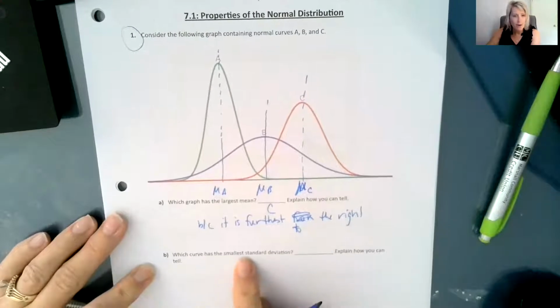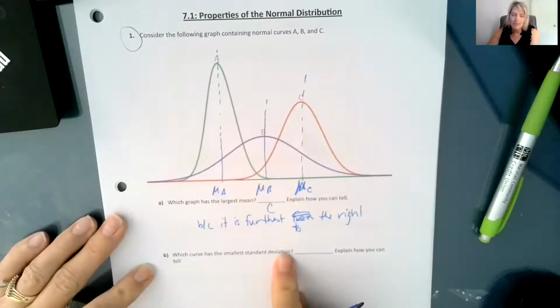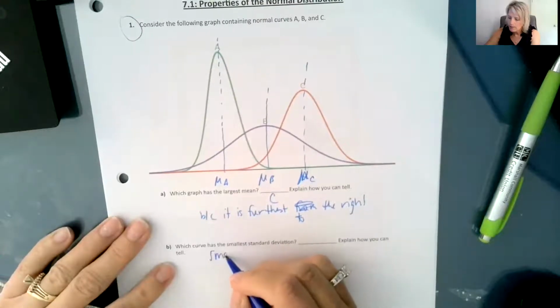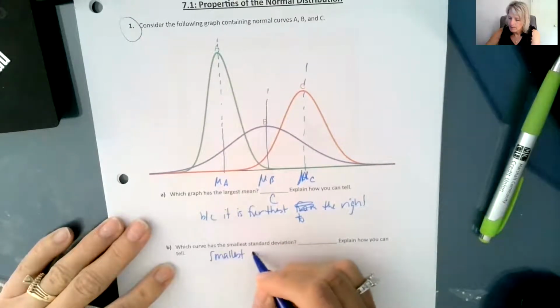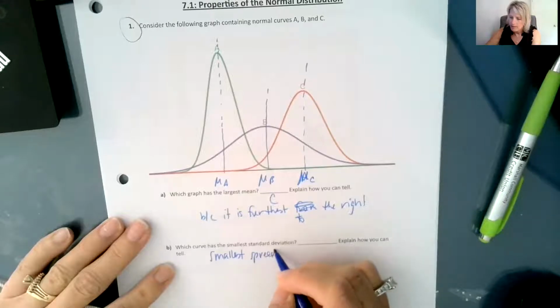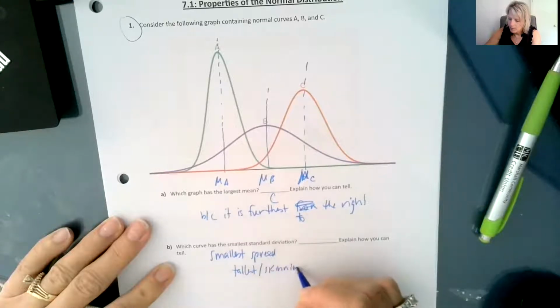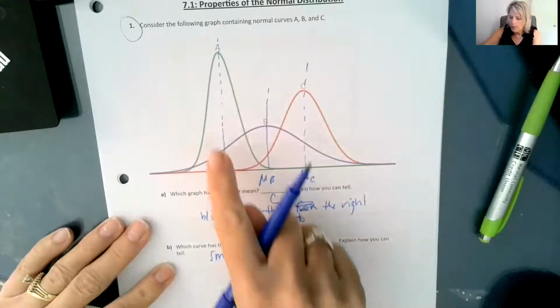Which curve has the smallest standard deviation? So the smallest standard deviation is the smallest spread. So that would be the tallest, skinniest graph is what we're looking for. And so that would be A.